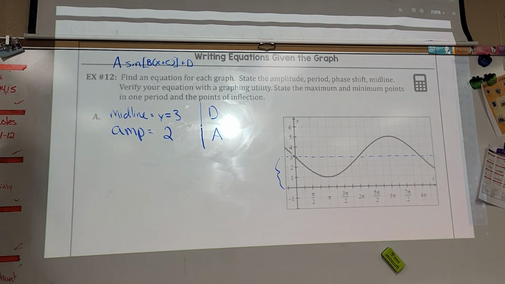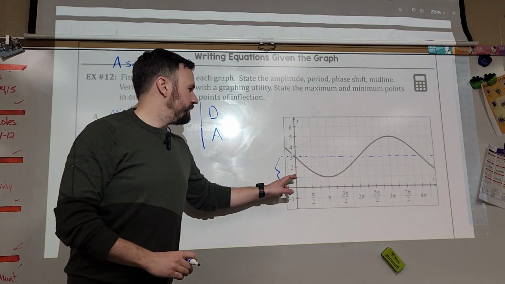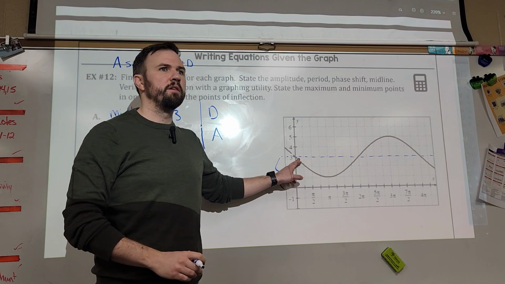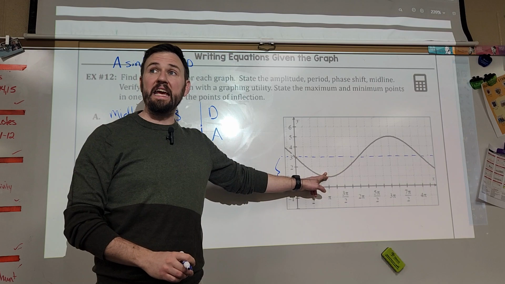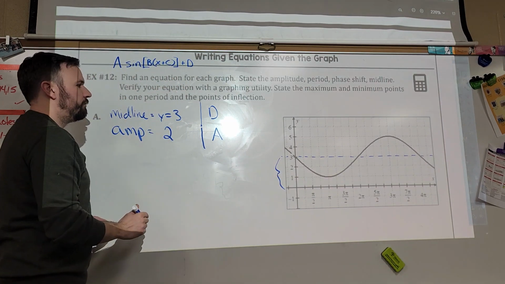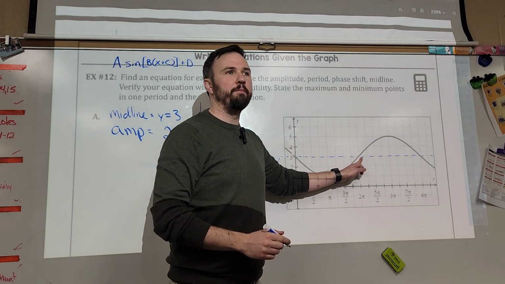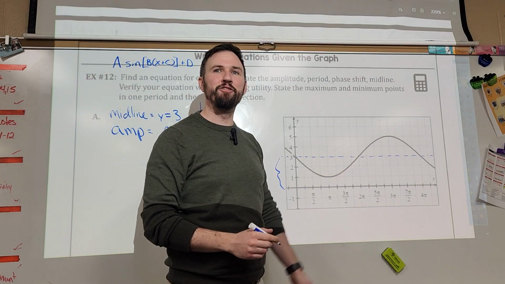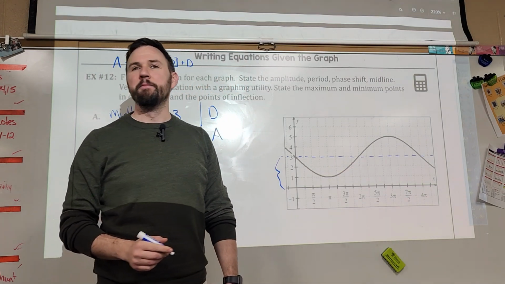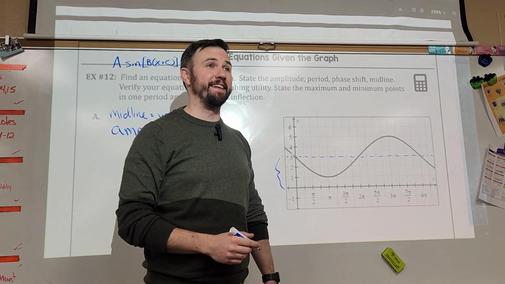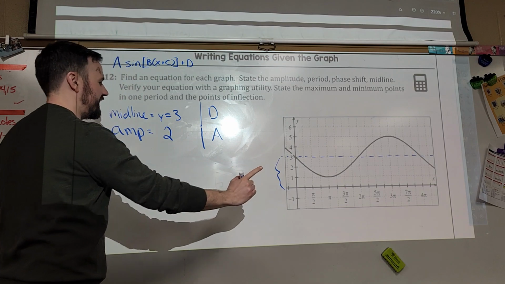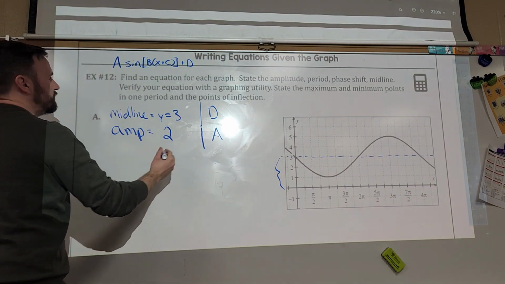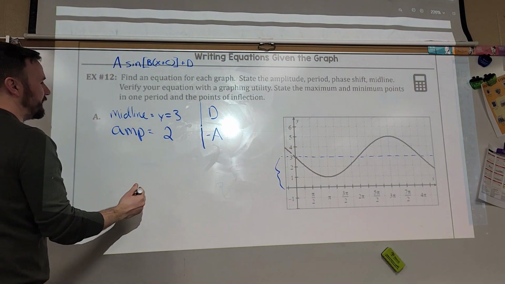Have you guys noticed something neat? I go down first. I start at an intercept, then go down, so it's going to be a negative sign. Or could I just shift it and make it positive? You could. I'm going to do the negative because I think it's easier. Sine is supposed to go up, but it went down, so that's my negative A. It's going to be negative.